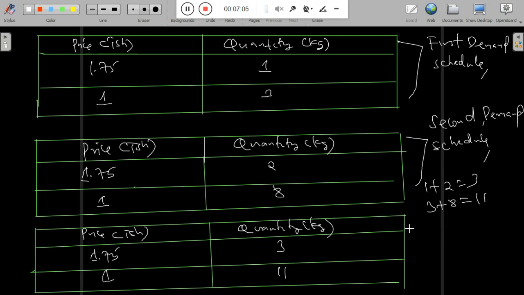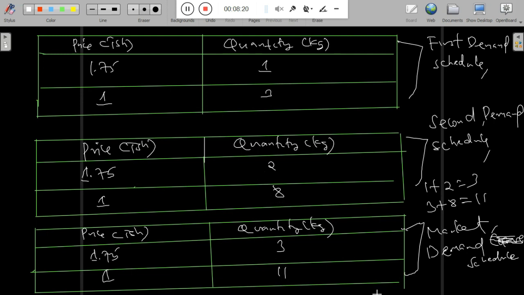So when you combine the first demand schedule and the second demand schedule, this means that we have 1 plus 2, which gives you 3. And 3 plus 8 gives you 11. So when you sketch the total demand schedule, the market demand schedule will have prices of 1.75 and 1, and the quantities will be 3 and 11.